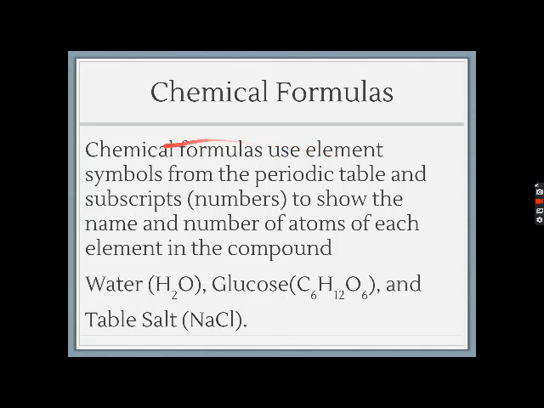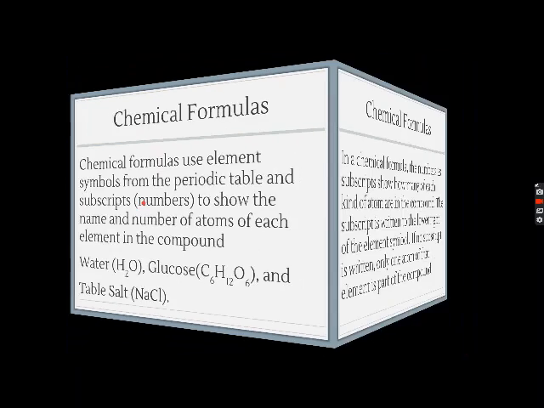Chemical formulas use element symbols. Now, you do not have to write down from the periodic table. We know where they come from. I've taught you about that before. So they use element symbols. Now, they also use subscripts.